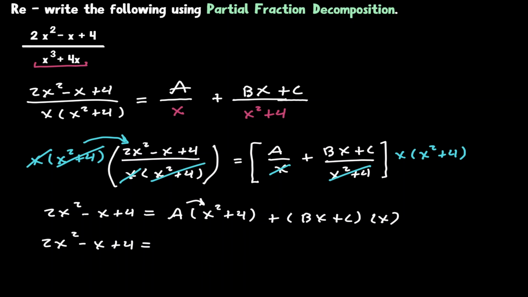When we perform our first distribution, we're going to get ax squared. When we perform the next distribution, we're going to get 4 times a, which I'm going to represent as 4a. Let's bring down the plus. Now let's distribute in here. So we're going to get bx times x, which I'm going to represent as bx squared. And the last distribution is c times x, which I'm just going to represent as cx.